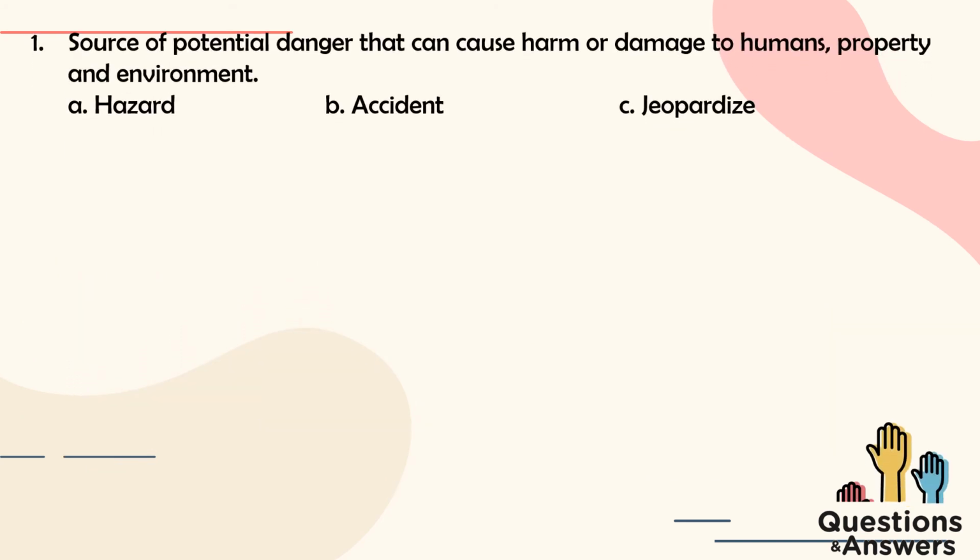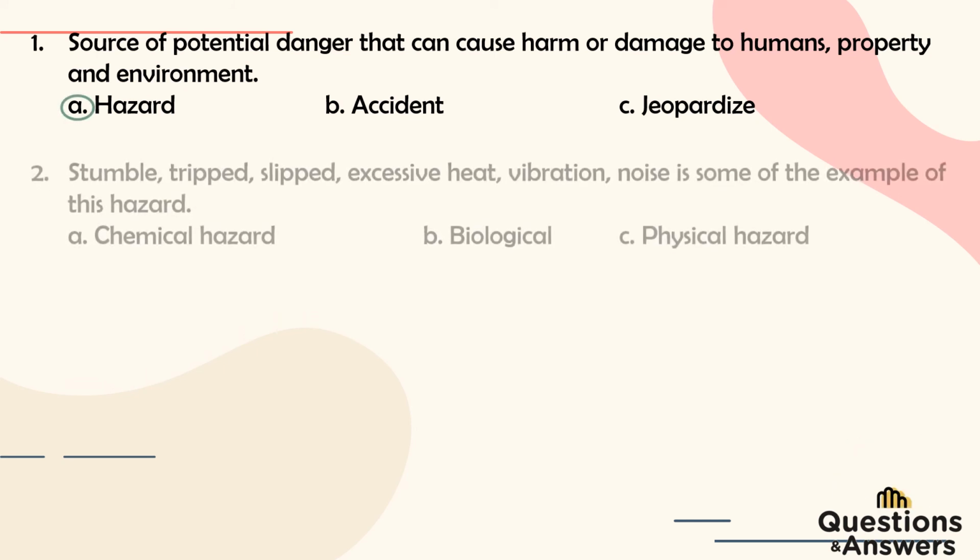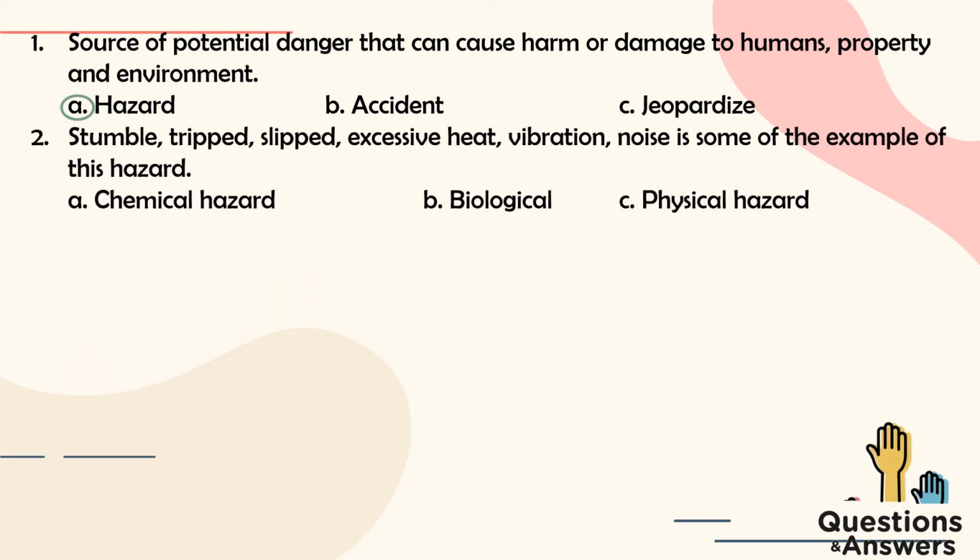Okay, so let's check your answer first. Source of potential danger that can cause harm or damage to humans, property, and environment. Is it a hazard, accident, or jeopardies? So the answer here is hazard. Number 2, stumble, tripped, slipped, excessive heat, vibration, noise are some of the examples of this hazard. A, chemical hazard. B, biological hazard. C, physical hazard. Okay, so what is your answer?